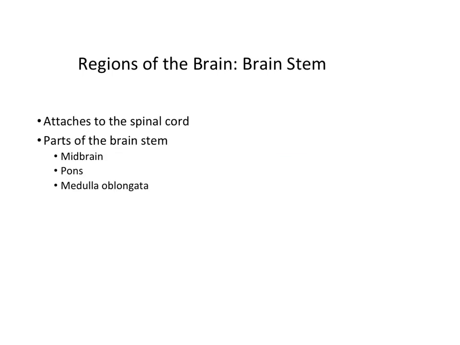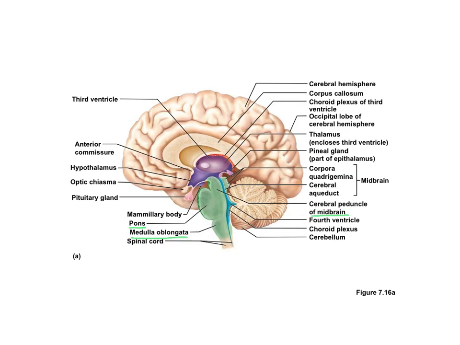The next part of the brain we'll talk about is the brain stem. This attaches to the spinal cord, and it's made up of the midbrain, the pons, and the medulla oblongata. So in this diagram, you can see the brain stem. The cerebral peduncle of the midbrain is here, and then the pons is here, and the medulla oblongata is here, and that's what is directly adjacent to the spinal cord. That division is kind of right there.